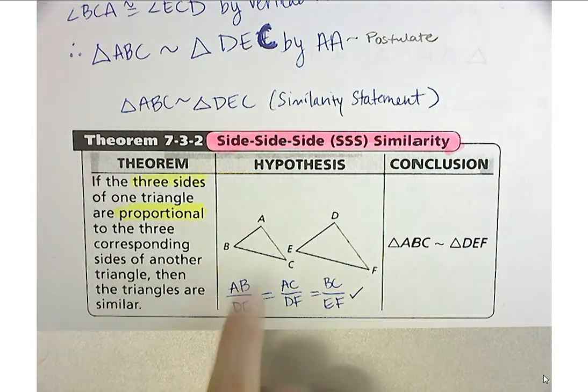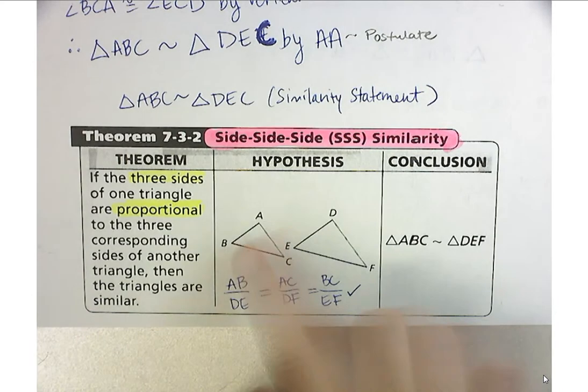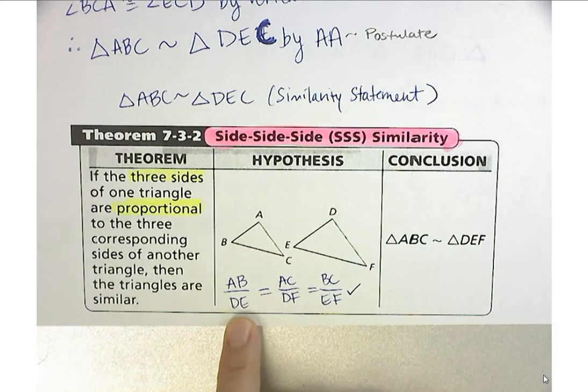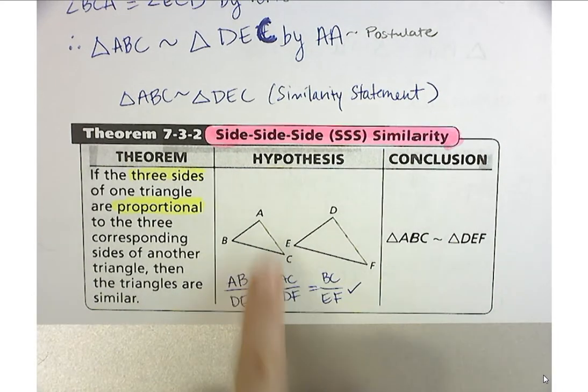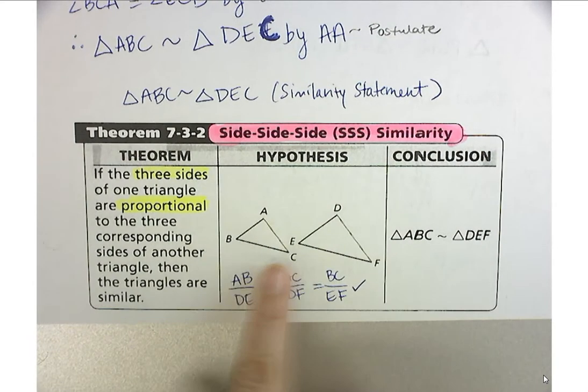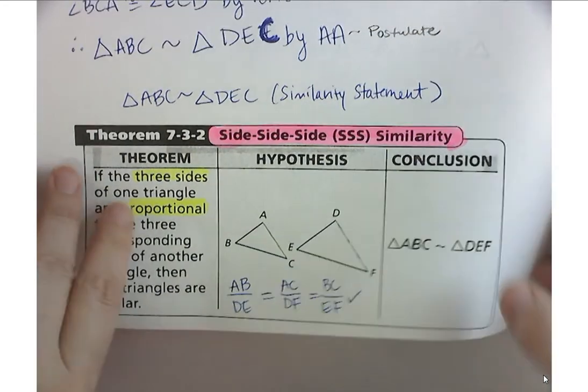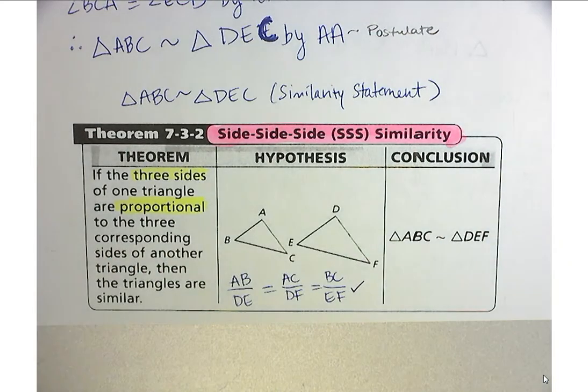So how do we know that they're proportional? Well, that means the ratio of AB over DE would be equal to the ratio of AC over DF, and that would be equal to the ratio of BC over EF. All right, let's go to the next page.